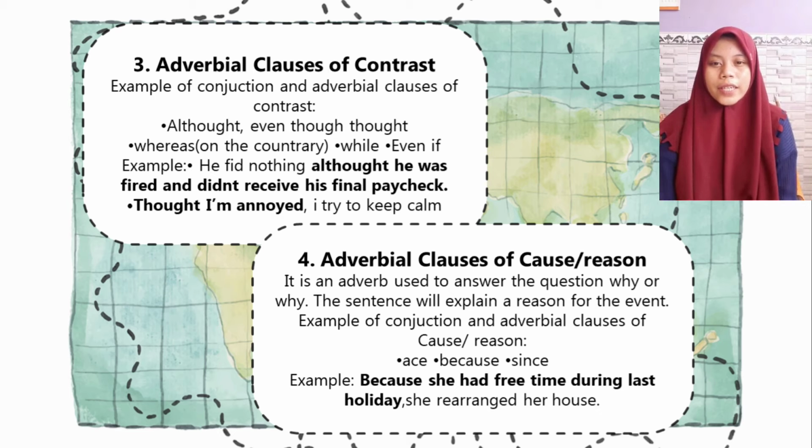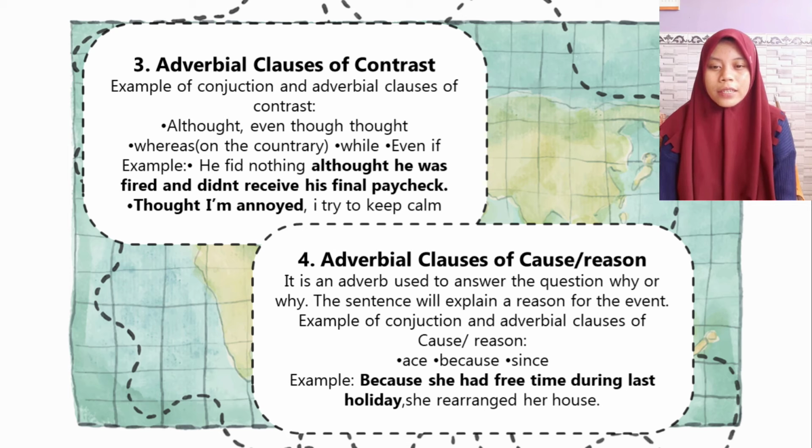The third is adverbial clauses of contrast. Examples of conjunctions of adverbial clauses of contrast: although, even though, whereas, on the contrary, while, even if. Example: he found nothing, although he was tired and didn't receive his final paycheck. Though I'm annoyed, I try to keep calm.